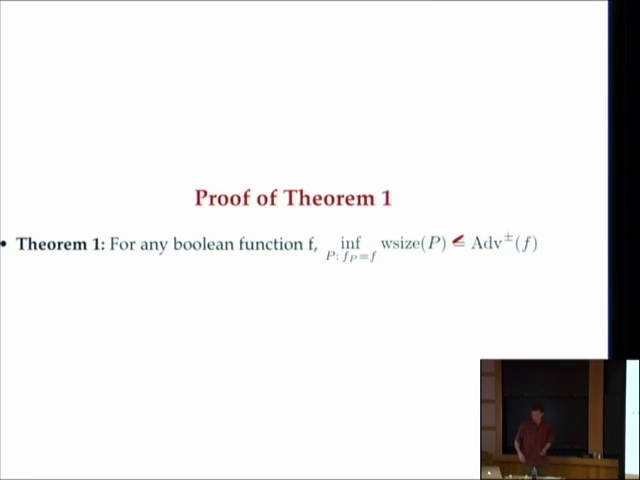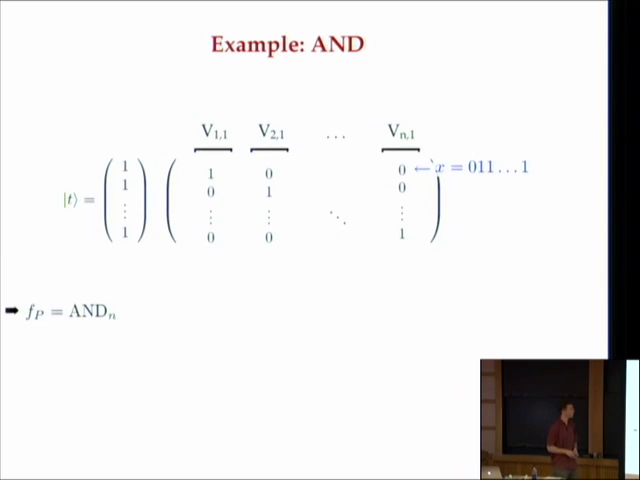All right, so let's now go into the proofs of these two main theorems. In the first one, I'll just prove the interesting direction, which says that we can come up with a span program that works at least as well as the adversary bound. And here's an example of the kind of span program we'll be looking at. It's for the AND function.